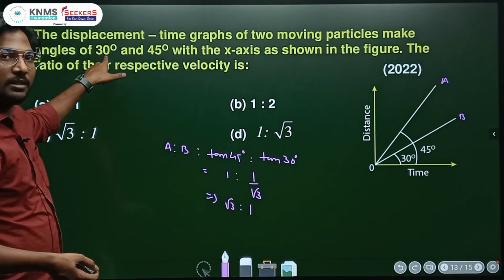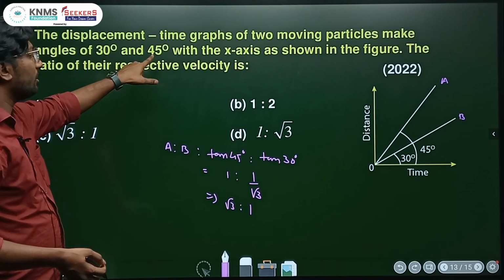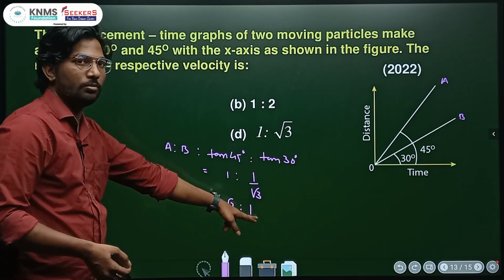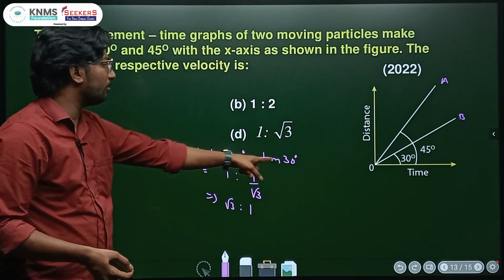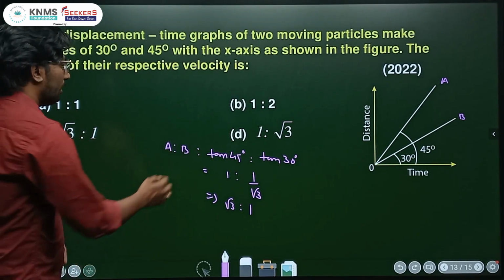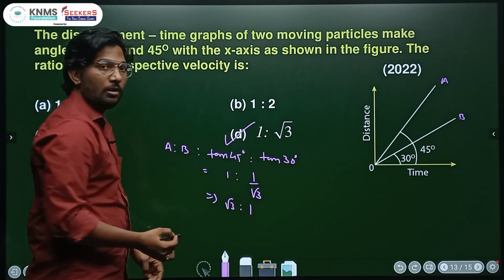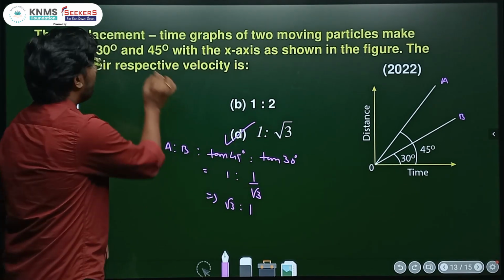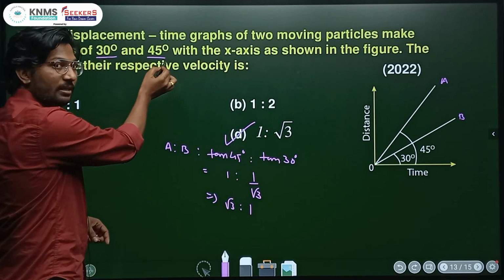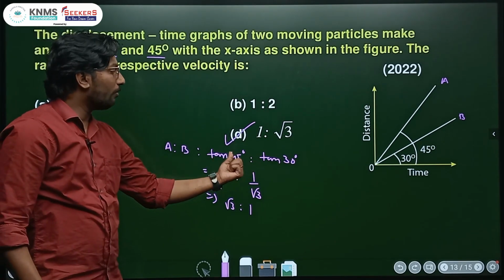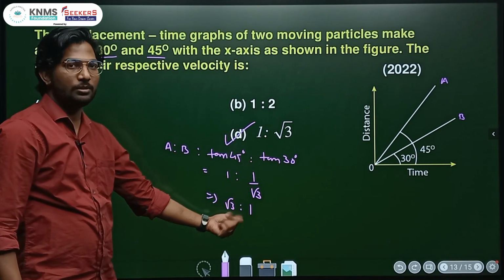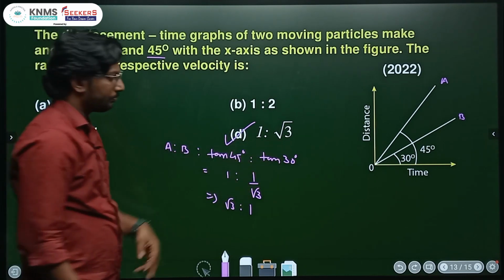That means they have given it in the order of 30 and 45. So with respect to the 30 and 45 ratio, the answer should be 1 is to root 3. I have taken it in the order of 45 to 30, that means A to B. They are asking B to A, 30 to 45. I am saying this again: the answer was asked in the order of 30 degrees and 45 degrees, and I took in the solution the 45 degree and 30 degree order. So you just reverse that, and the answer will be the opposite of this, that will be 1 is to root 3.